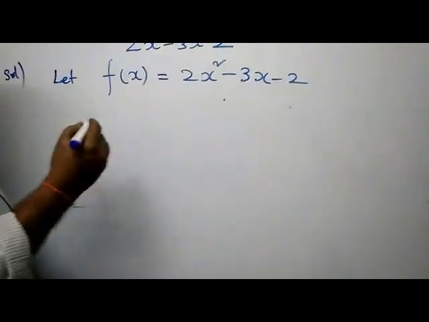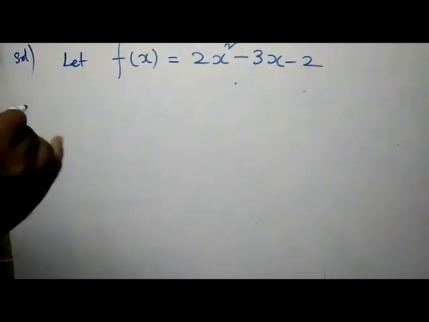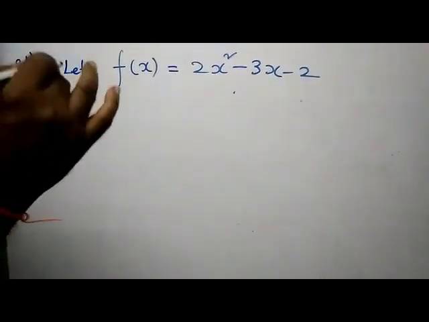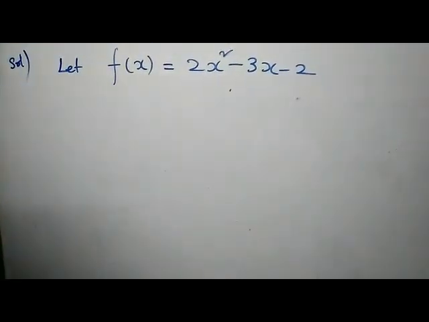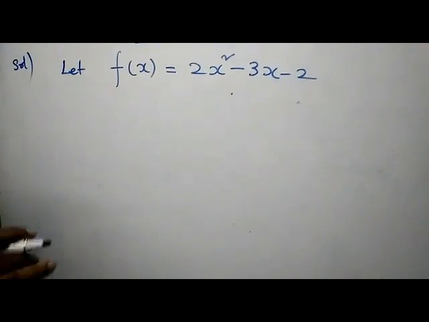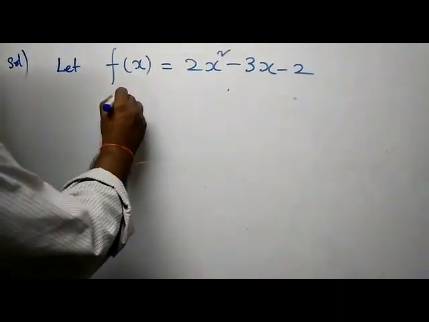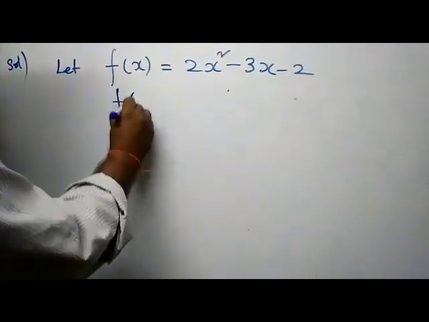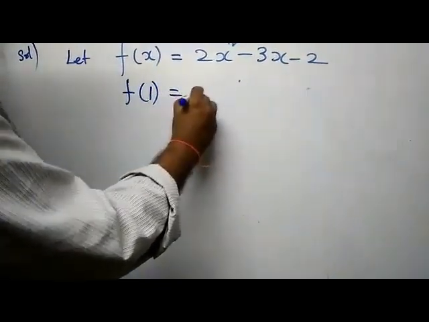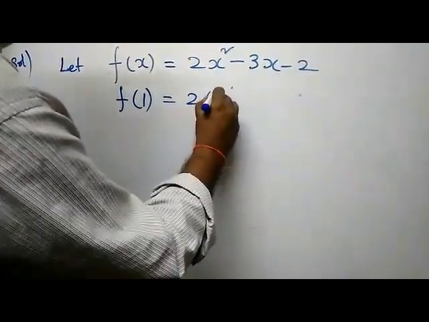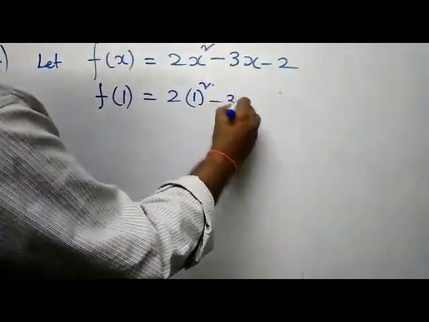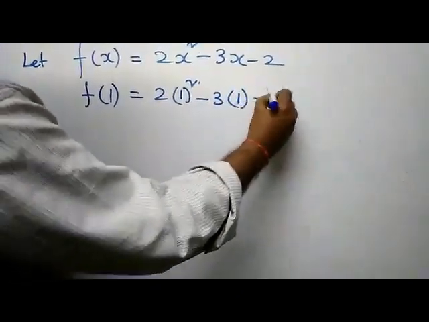In the sense, substitute x is equal to 1 in the given polynomial. That means f of 1 is equal to 2 into 1 square minus 3 into 1 minus 2.